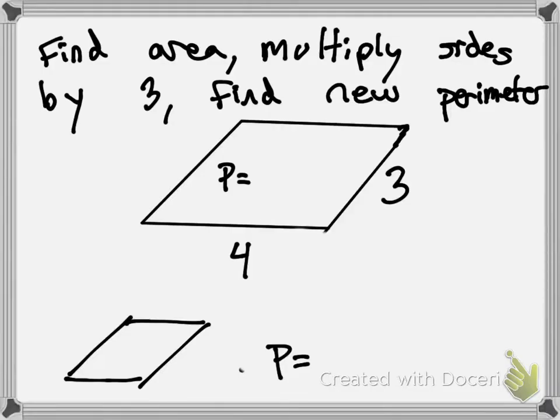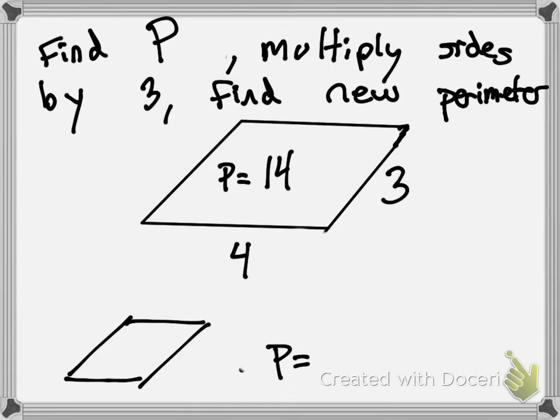So first I want you to find the area. Actually, I don't want you to find the area. I want you to find the perimeter of this shape. What's the perimeter of this first shape? What's the perimeter, Rocco? 14, excellent. We just added 4 plus 4 is 8, 3 plus 3 is 6, and added them together. Or 4 plus 3 is 7 times 2 is 14. Many ways to go about it.